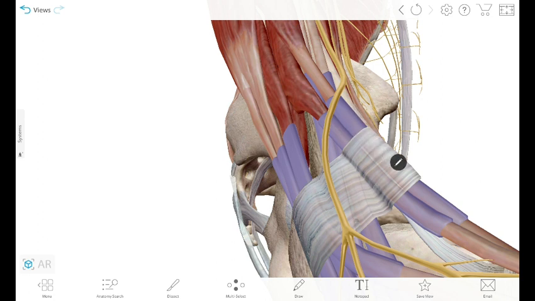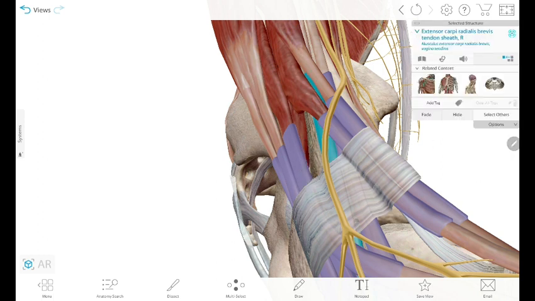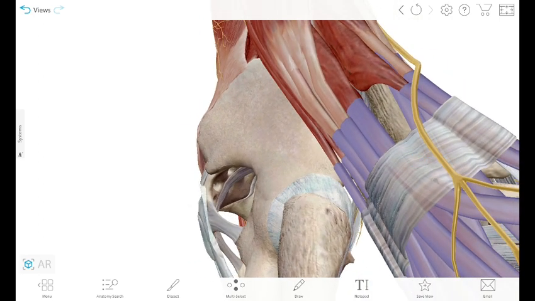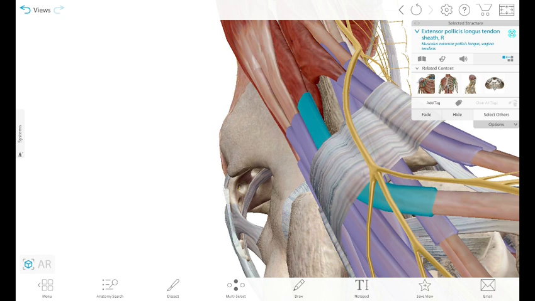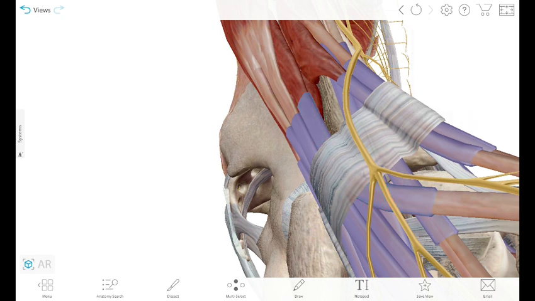So these are the extensor carpi radialis longus, the abductor pollicis longus and extensor pollicis brevis tendons, and this tendon over here is the extensor carpi radialis brevis, and this tendon over here is the extensor pollicis longus. So it comes to lie between these tendons, abductor pollicis longus, extensor pollicis brevis, and extensor pollicis longus, and the space over here we know is the anatomical snuffbox.